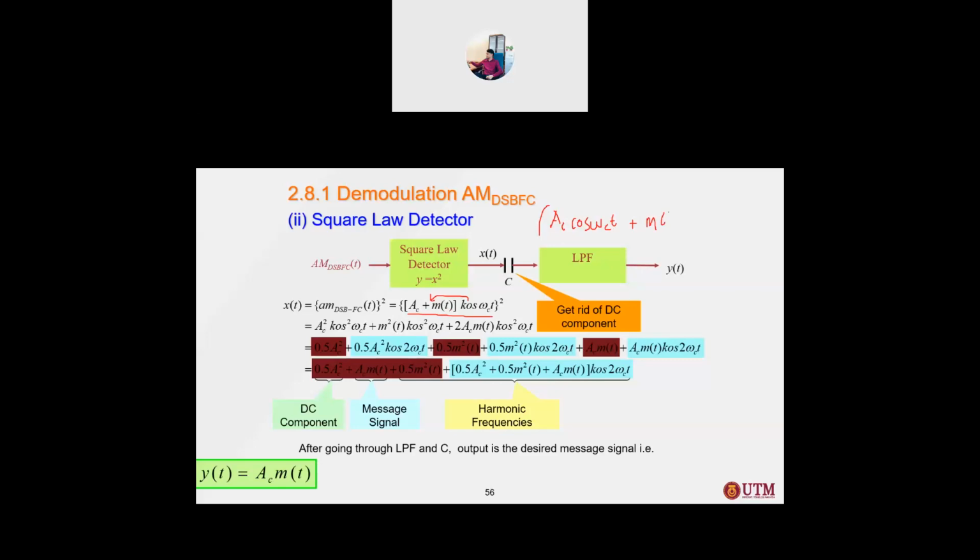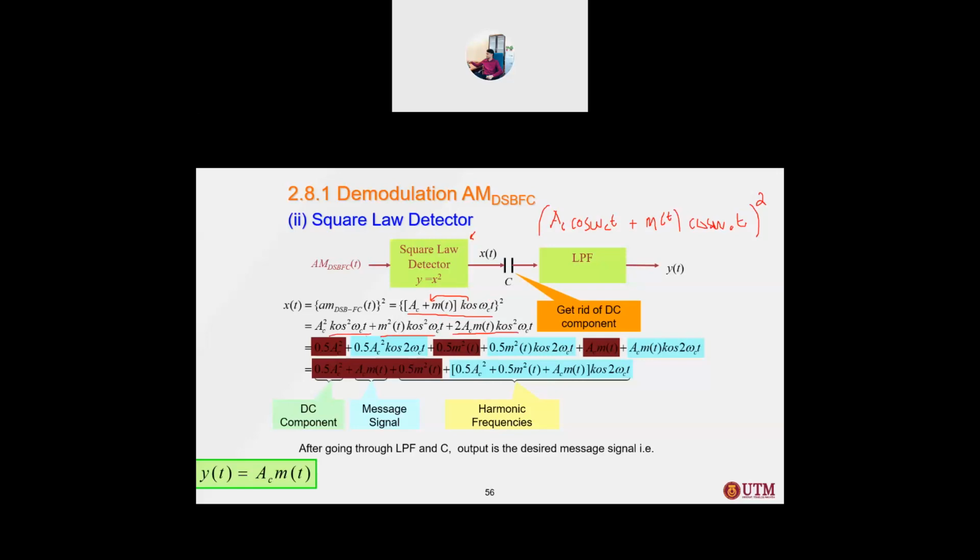So we have MT cos omega CT. Then we close the bracket. Then we don't forget to put the square because it's a square law detector. Then you just expand normally what you learned in your mathematics. So it's actually nothing special about it. That's why you have this one as the square, and this one as the square.